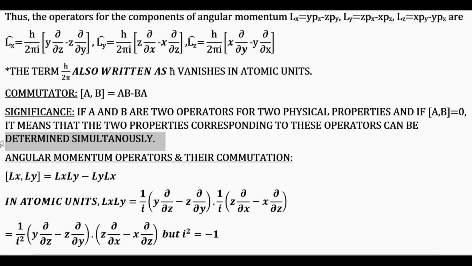So very clearly you can make out, if you recall the Heisenberg's uncertainty principle, it is said that it is impossible to determine the position and momentum of a microscopic particle simultaneously. So it means that if you take commutator x px, then it will not be equal to 0. Because if it is equal to 0, then x and px can be determined simultaneously. So that is the importance of the commutator.